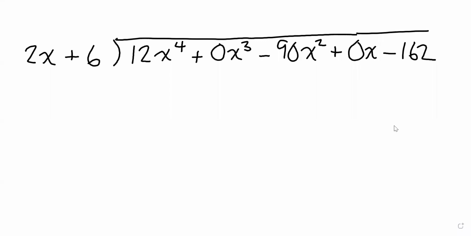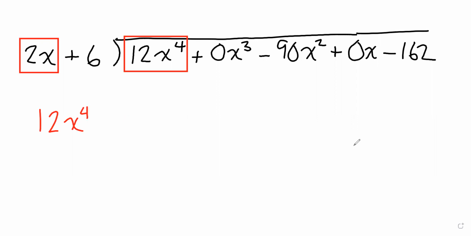We're going to start by dividing the leading term of the dividend, which is the 12x to the fourth power, by the leading term of the divisor, 2x. There's a couple of ways to do this. You can literally set up a division problem as a fraction. You can write 12x to the fourth over 2x, and then you can divide 12 by 2 to get 6, and then subtract powers. 4 minus 1 is 3, and then write 6x to the third on the top.